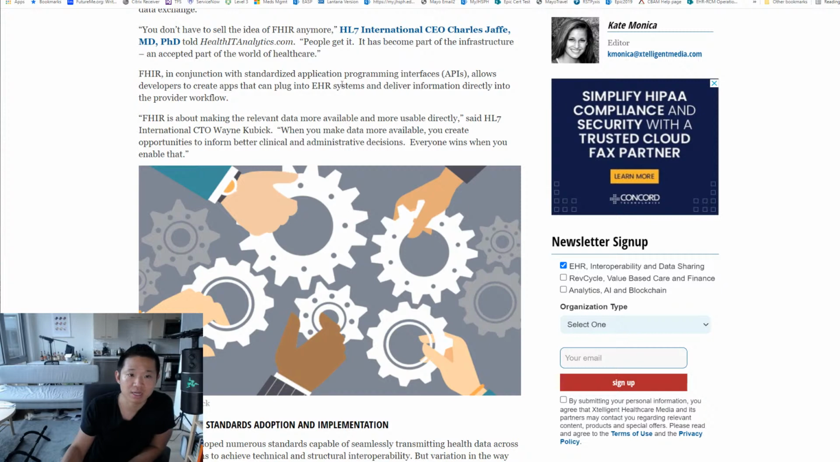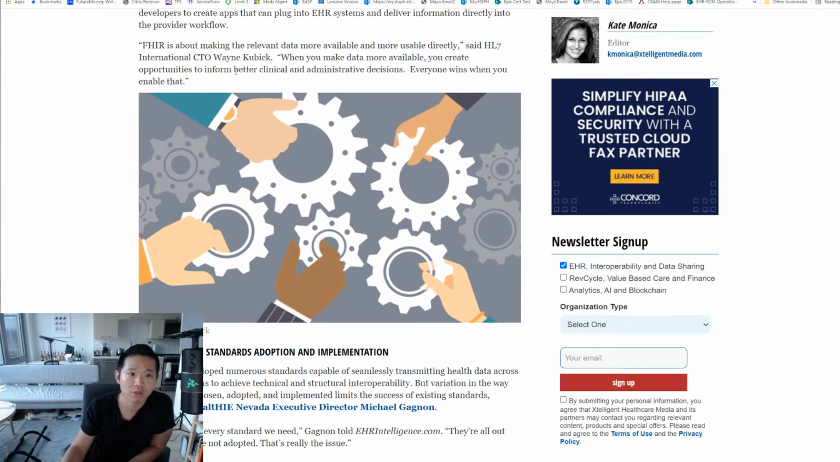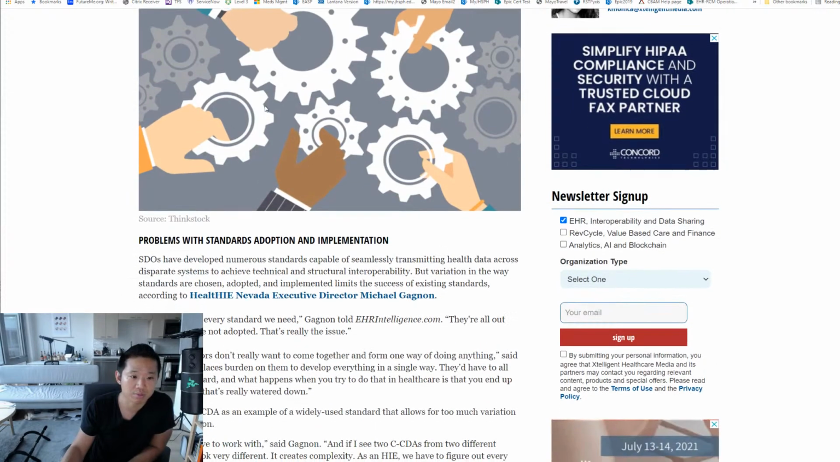FHIR, in conjunction with standardized application programming interfaces, APIs, allows developers to create apps that can plug into EHR systems and deliver information directly into the provider workflow. FHIR is about making the relevant data more available and more usable directly. When you make data more available, you create opportunities to inform better clinical and administrative decisions. Everyone wins when you enable that.